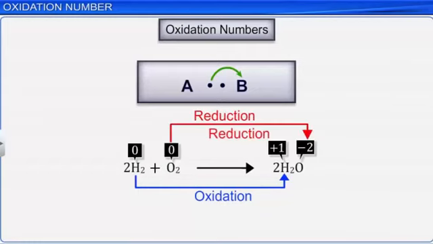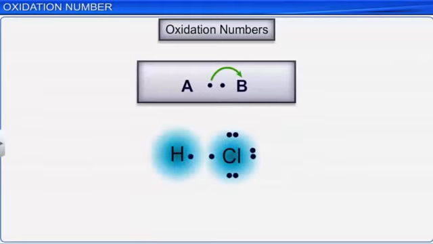Note that the electrons in a covalent bond don't really get transferred. It is only a hypothetical assumption made for the purpose of understanding redox equations. Oxidation number is defined as the charge or the apparent charge that an atom in a compound or ion would have if all the electrons in its bonds belonged entirely to the more electronegative atom.